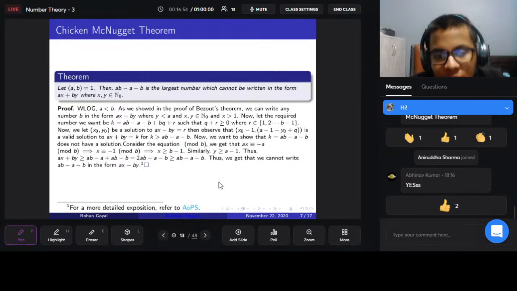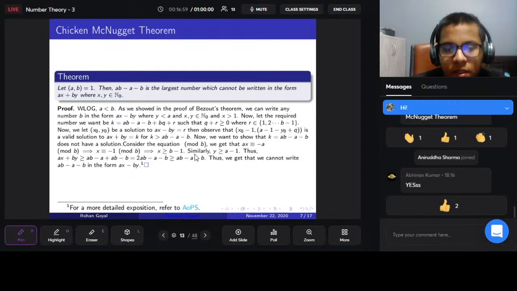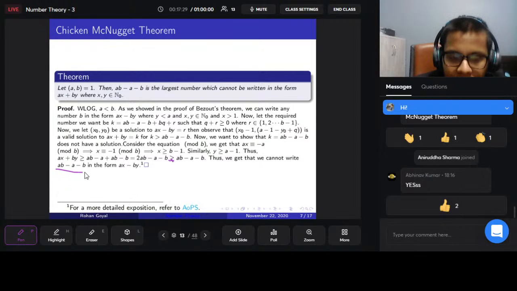So x has to be at least b minus 1, because it can't be minus 1 as x is non-negative. Similarly, by the same argument with mod a, we get that y is greater than or equal to a minus 1. So ax plus by is at least a into b minus 1 plus b into a minus 1, which is 2ab minus a minus b, which is strictly greater than ab minus a minus b. Thus we cannot write ab minus a minus b in this form.